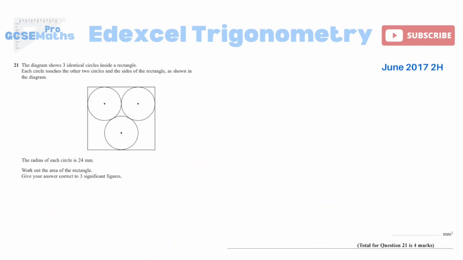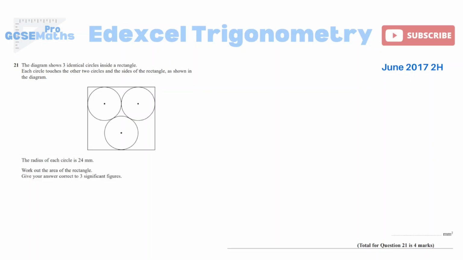Okay, our next question, we're now back to doing calculator, luckily. It's 4 marks this time, but we've still got some circles again. So the diagram shows 3 identical circles inside a rectangle. Each circle touches the other 2 circles and the sides of the rectangle as shown. They've said the radius for each circle is 24 millimeters. Work out the area of the rectangle.